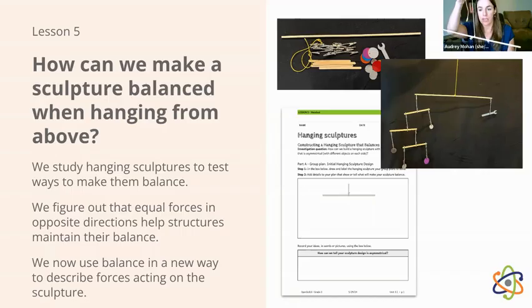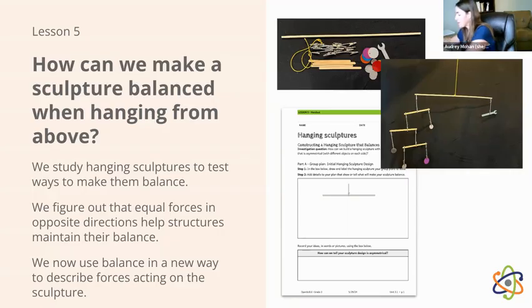And this is where we introduce the idea that the weight pulling down on the sculpture is the downward force. All the weight on the sculpture represents all the downward forces pulling on the sculpture. But now we have this other force that's holding the sculpture up. My hand is holding the sculpture up, and we call that an upward force. So the upward force is holding that sculpture.